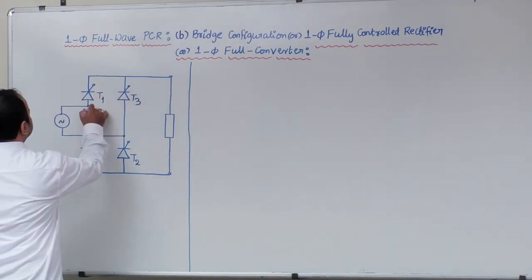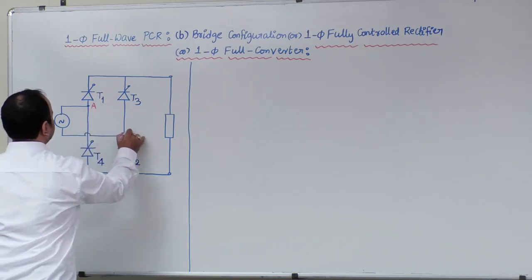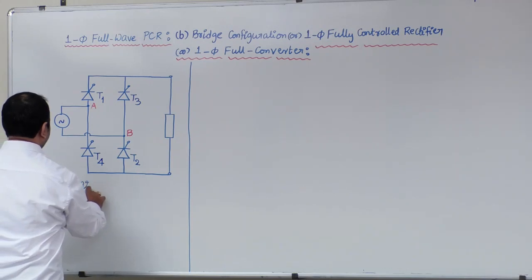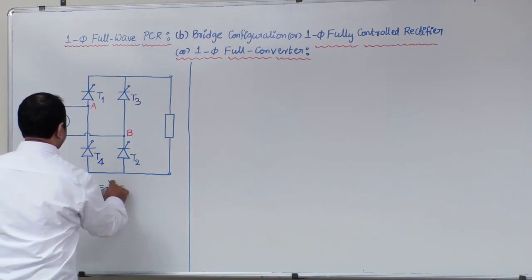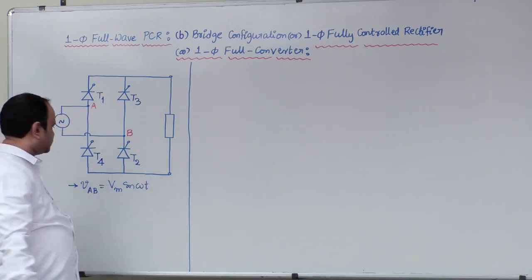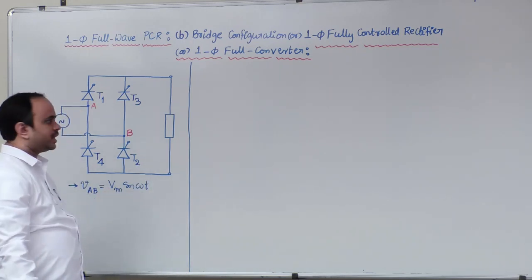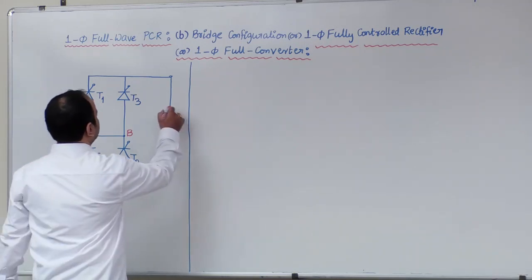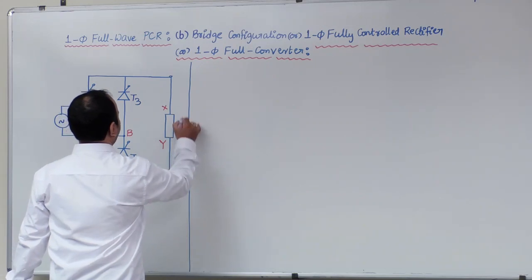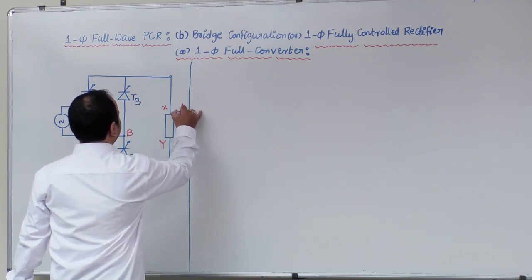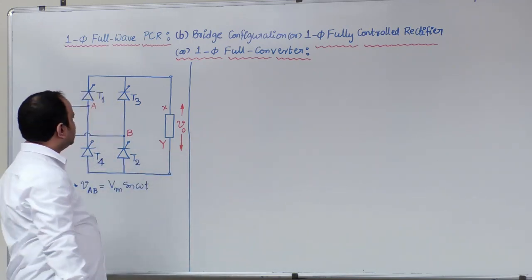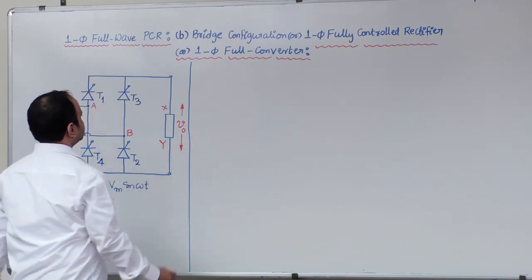Now, source terminals, let us take A and B, where voltage across AB can be represented with Vm sin omega t. Load terminals can be represented with X and Y. Output voltage can be measured across X and Y terminals.